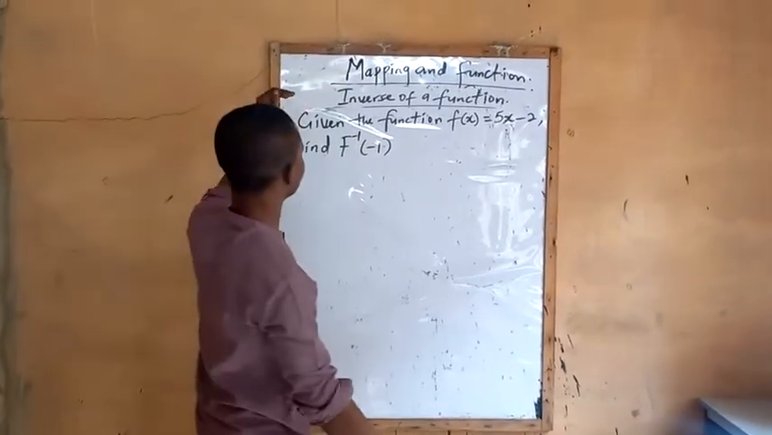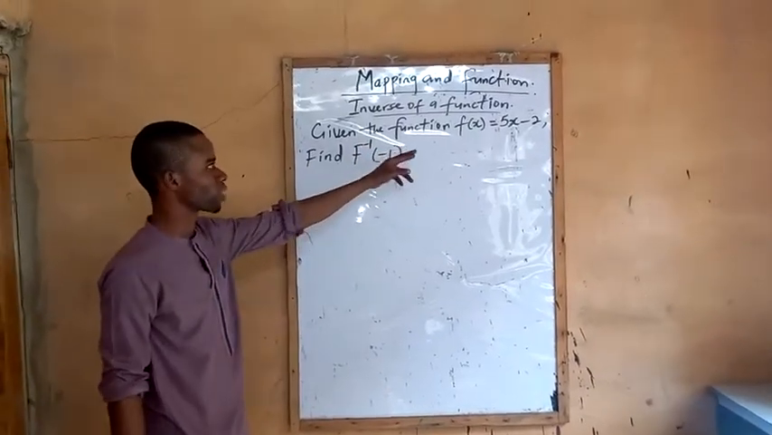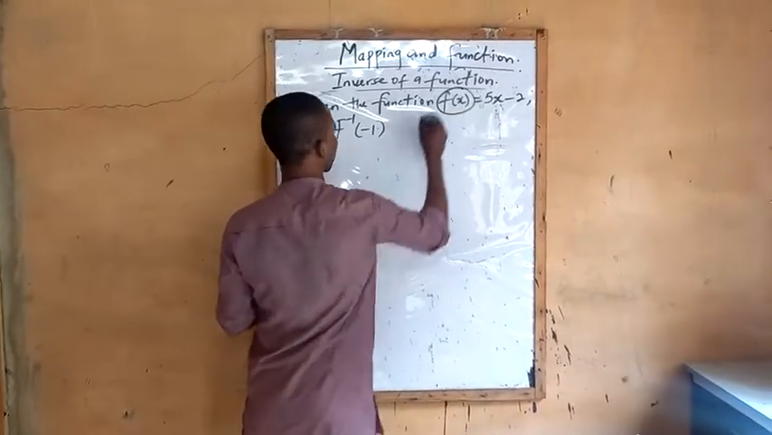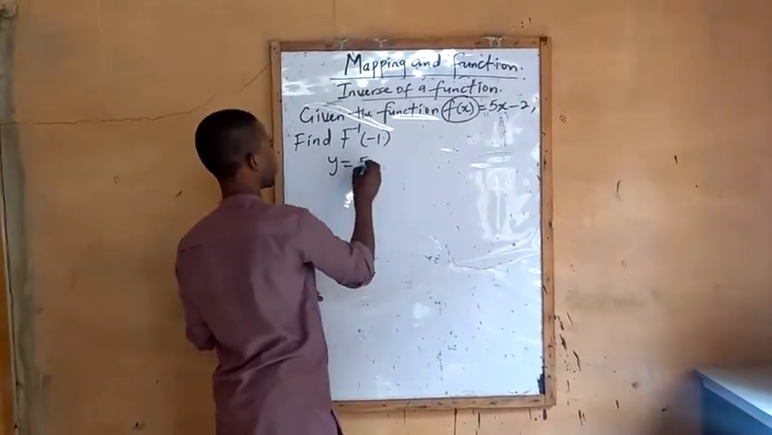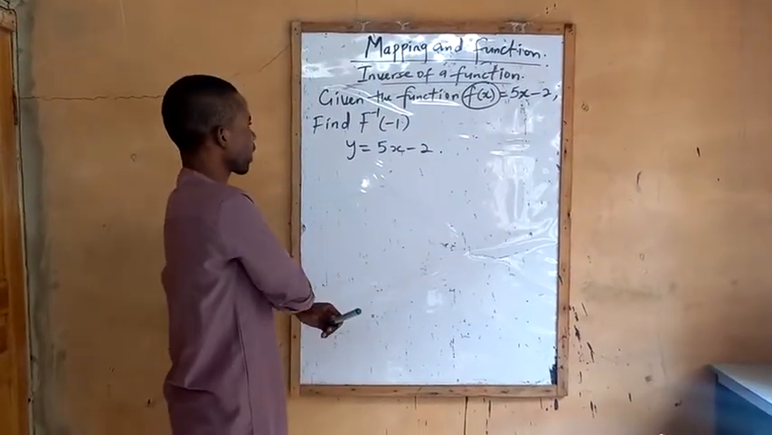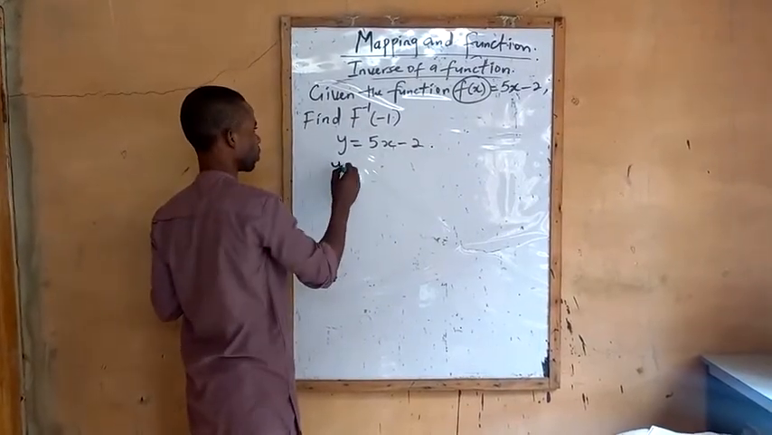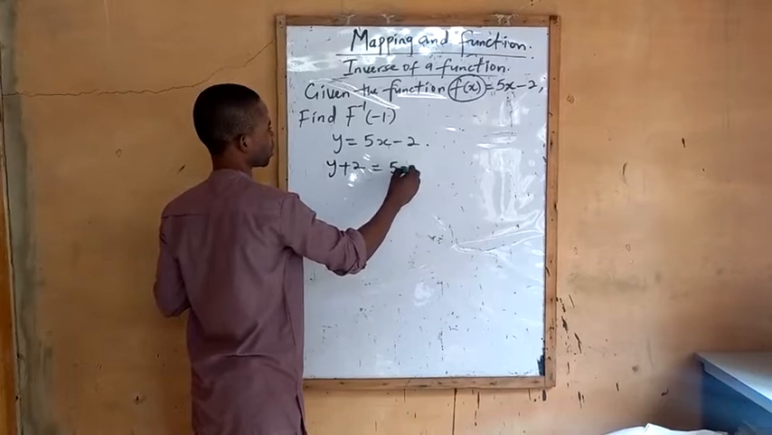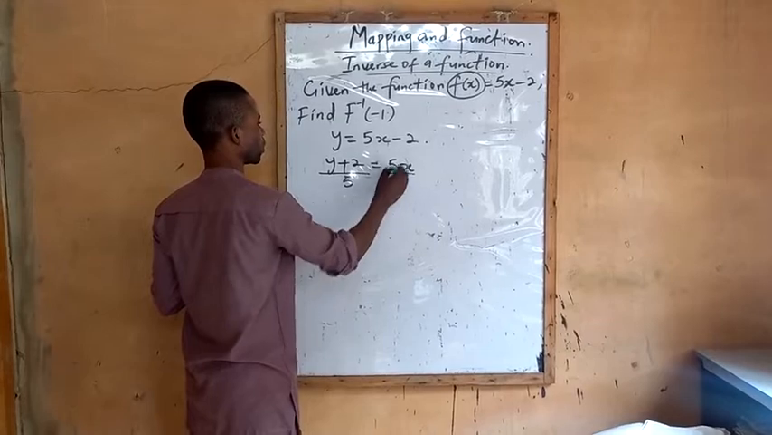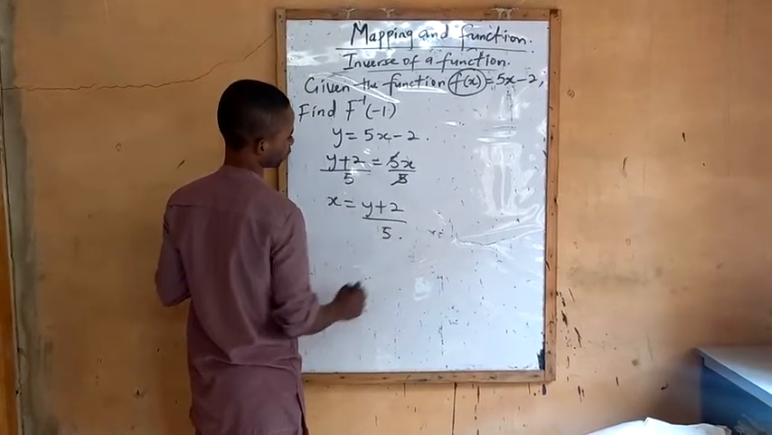Now these are other questions under inverse of functions. It said given the function f of x is 5x minus 2. We have known that f of x is y equals 5x minus 2. And the next thing to do is that we make x the subject of formula like we used to do. Bring this minus 2 to here. y plus 2 equals 5x. Dividing by 5 over 5, that means x equals y plus 2 all over 5.